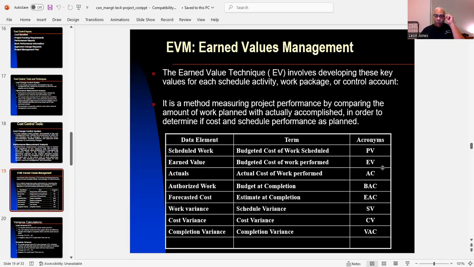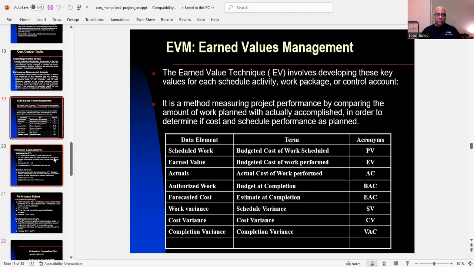Now, we have our acronyms. We have scheduled work, budgeted cost of work scheduled, PV. Earned value, budgeted cost of work performed. Actuals, actual cost of work performed, AC. Authorized work, the term is budget at completion, the acronym is BAC. Forecasted cost, estimate at completion, EAC. Work variance, schedule variance, SV. Cost variance, CV. And completion variance, VAC.